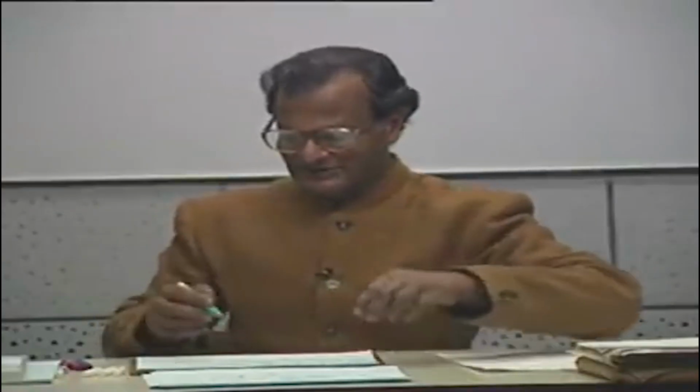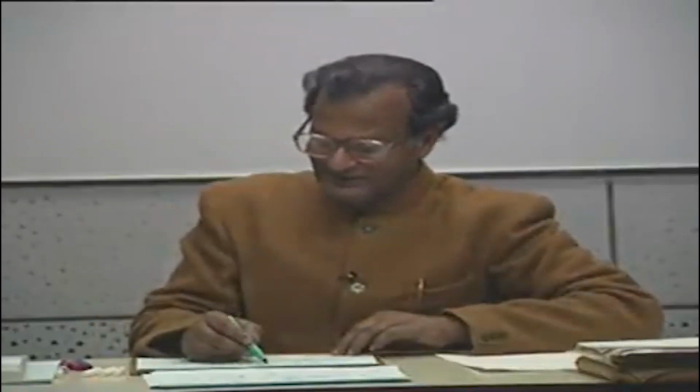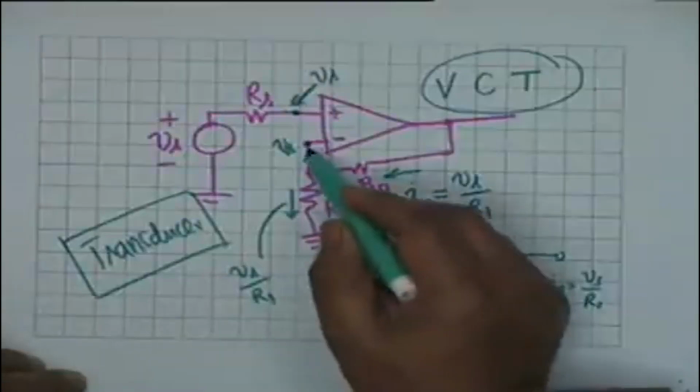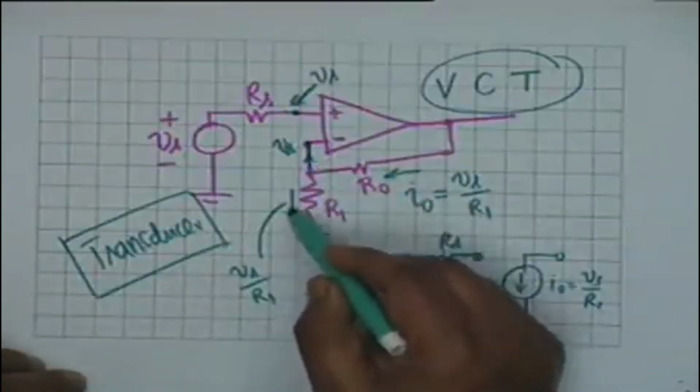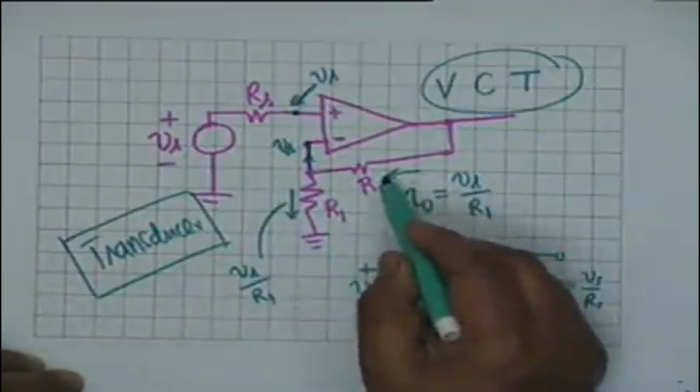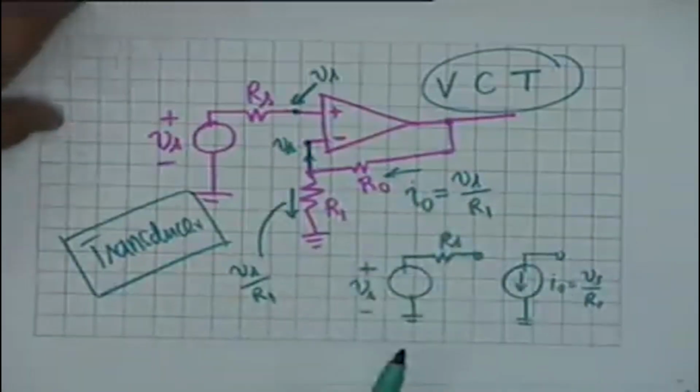Why is I0 Vs by R1? Because the op-amp does not take any current here. This current is 0. Therefore, whatever current is flowing here must come from here. That is the simple explanation. We shall come back to op-amps later when we have done a little bit of transistors and transistor circuits.